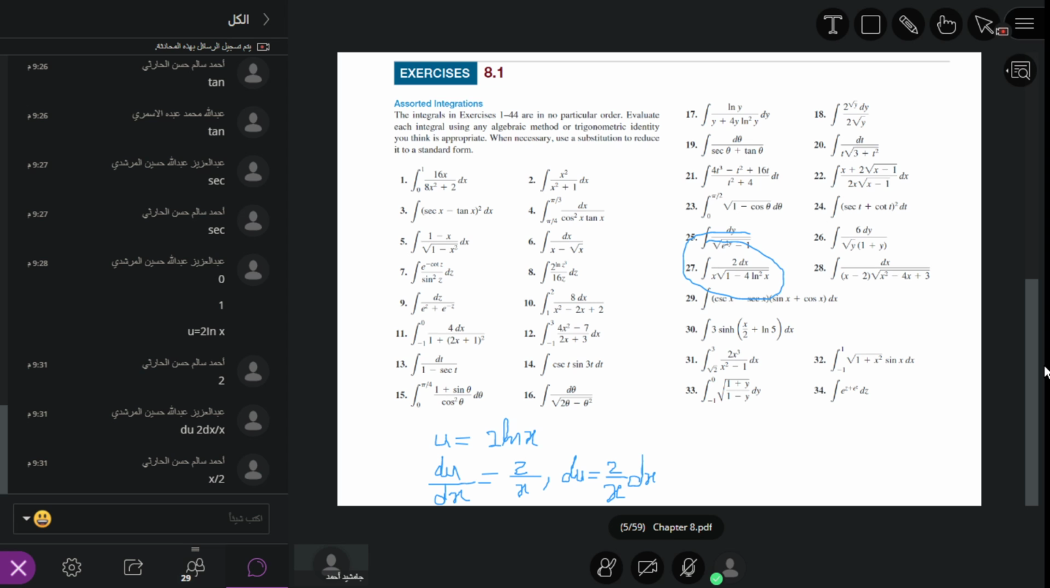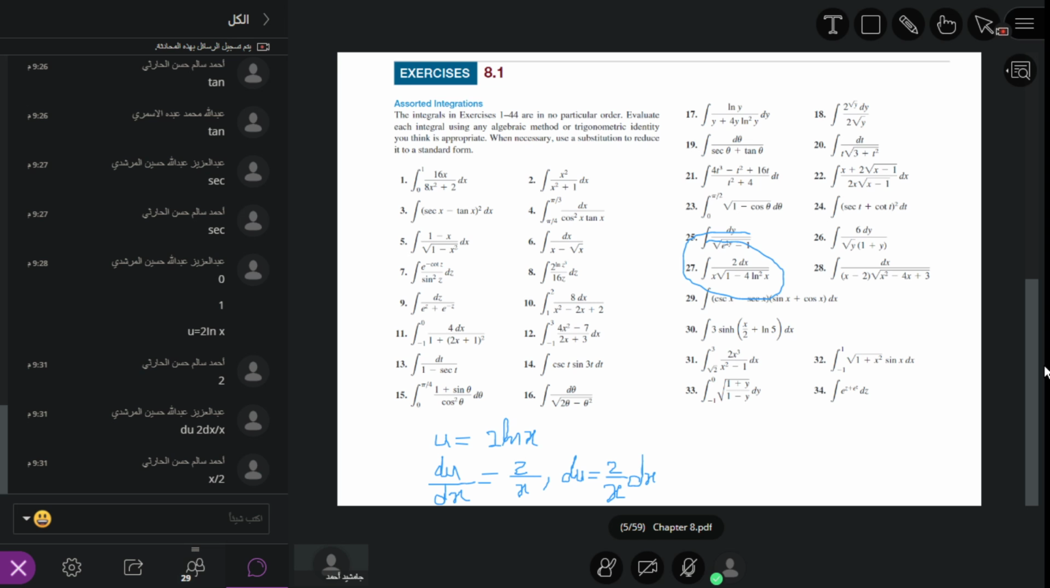du equals 2 over x dx. So 2 over x dx is equal to du. Thus the given integral will become, what will be the given integral?